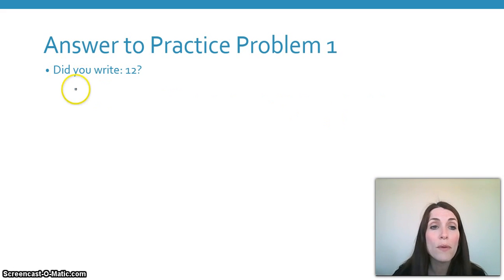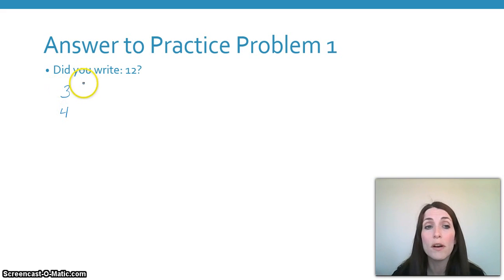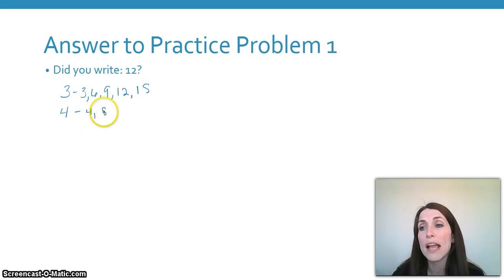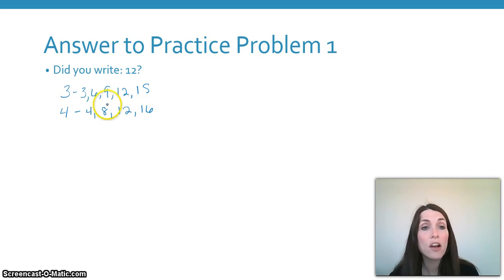Well, I want to show you both ways of doing that. We could list the multiples of both 3 and 4. Some of those multiples would be 3, 6, 9, 12, 15. Some multiples of 4 would be 4, 8, 12, and 16. If we found a common multiple, the least common multiple would be 12.